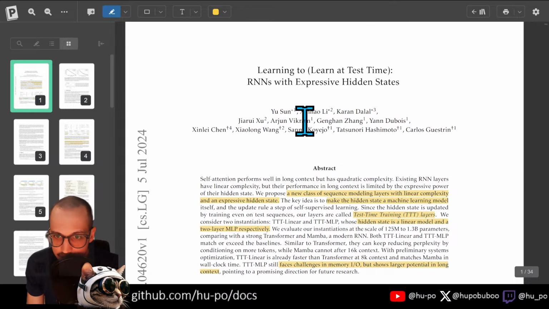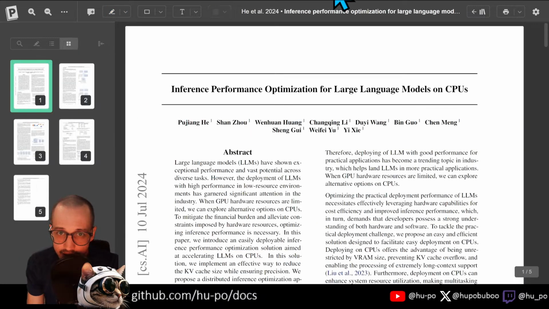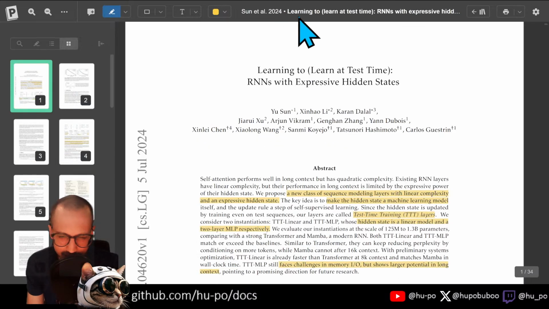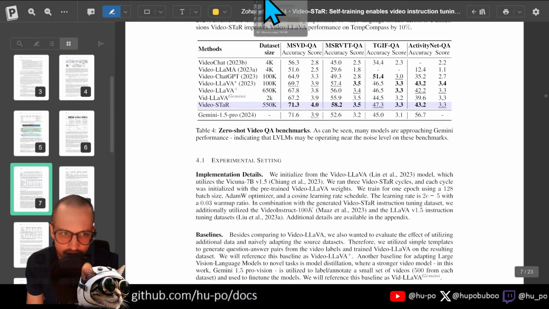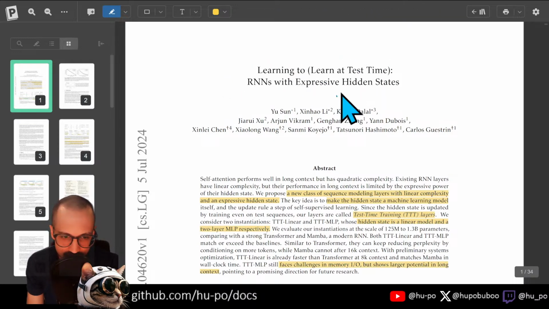Let's get on with this second part. All right, so the second part of this stream is a second bucket of papers that I think are all related. And this is going to be Learning to Learn at Test Time: RNNs with Expressive Hidden States. This is one of the most popular papers over the past couple weeks.